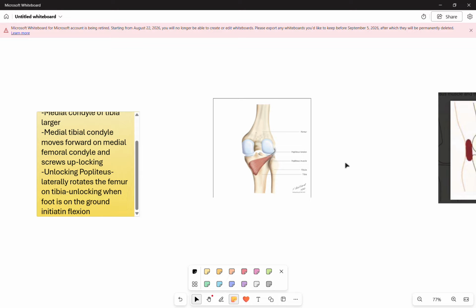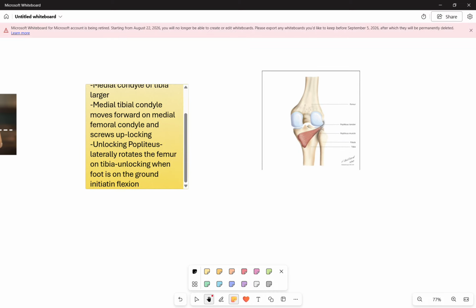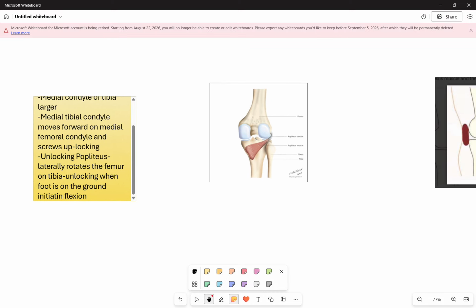So the first part of the flexion is doing unlocking. So unlocking is done by this small popliteus muscle. It contracts and does the lateral rotation, and that unscrews the knee joint, and flexion can happen. So this is what is known as unlocking and locking of the knee joint.